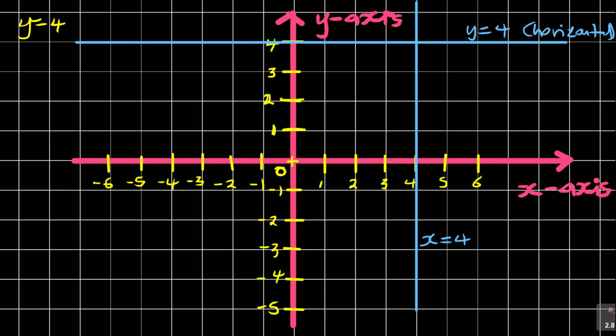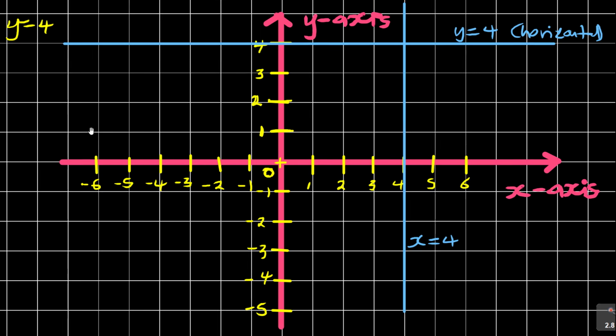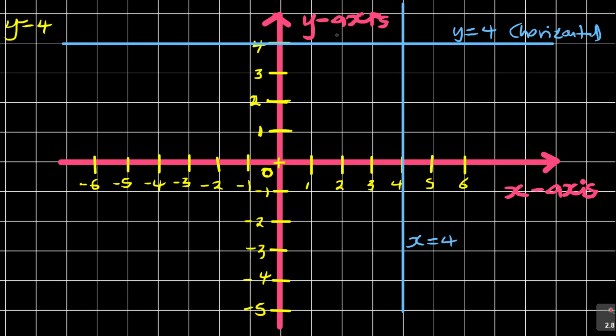This is where sometimes it confuses students. The y-axis is vertical, but the graph you draw of y is equal to 4 is horizontal. Same thing with the x-axis. The x-axis is horizontal, as we said, but the graph you're going to draw is vertical. It's cut at x is equal to 4.